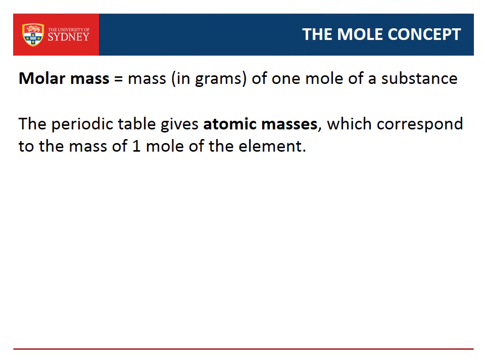The molar mass is the mass in grams of 1 mole of a substance. Molar mass can be easily worked out because the periodic table gives us the mass of 1 mole of each element in the form of its atomic mass. The atomic mass is given below each element in most periodic tables.